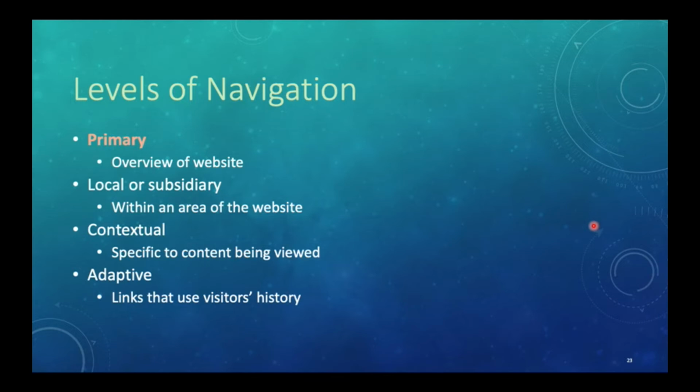And then there's levels of navigation. So there's the primary. That's the overview of the whole website. That's your main nav typically. And then there's subsidiary. So that's within an area of the website. So it may not be in the main nav. And then there's contextual. Specific areas, just very specific content areas have links in it that go to other places. And then there's adaptive. So that's links that change based on a visitor's history. So that's not quite as common, but the first three are very common, and you want to be mindful about that.